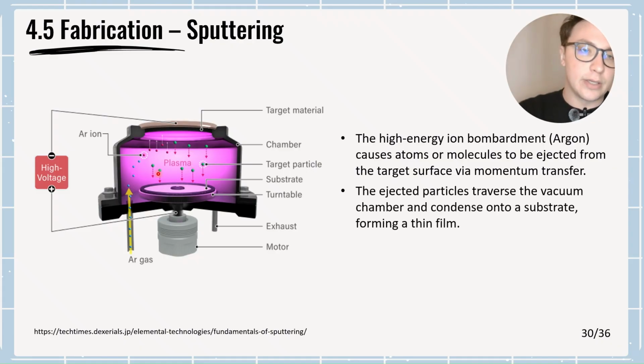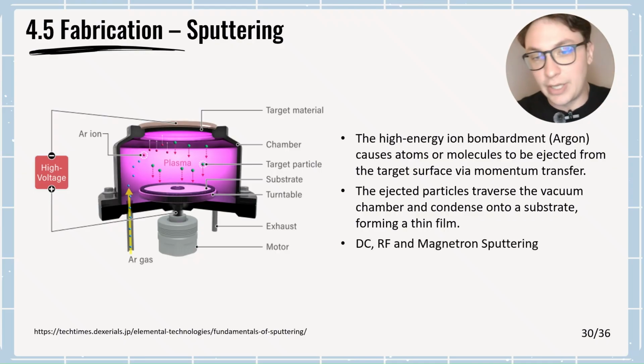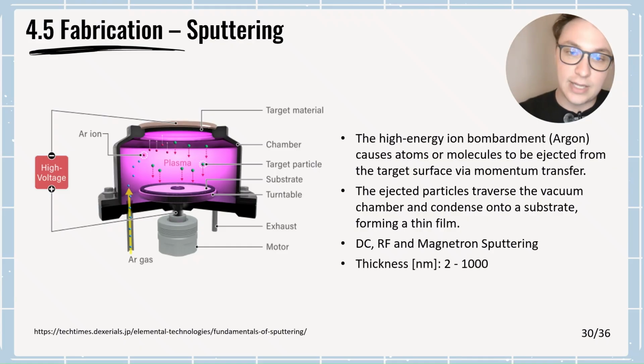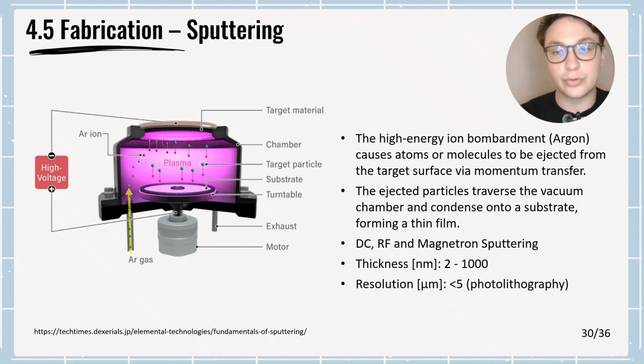And as I said, these particles travel all across the chamber onto the substrate, forming a very thin film. The sputtering technique can be DC, RF, or magnetron. The thickness is very interesting because we can have very thin layers of material down to 2 nanometers. The resolution, with the photolithography process, can go below 5 micrometers. The little drawback of this technique is, of course, it's not very scalable.